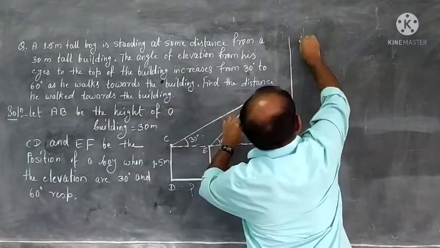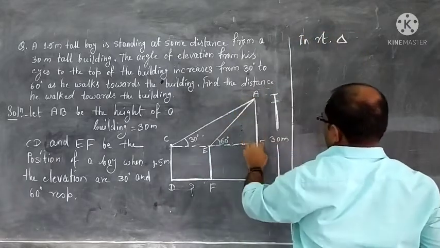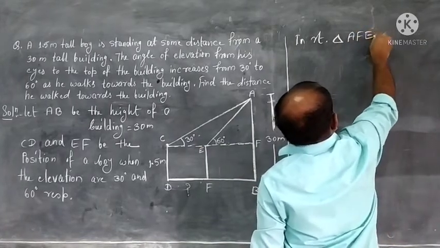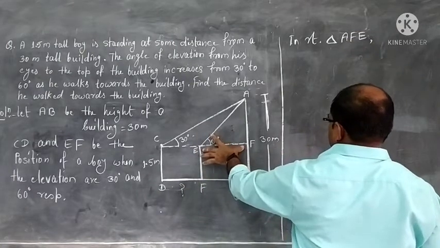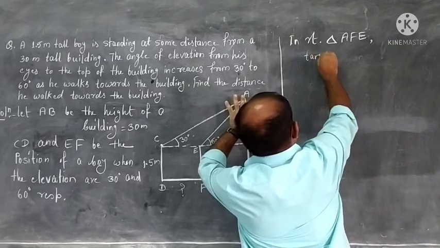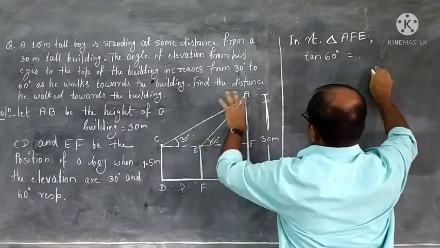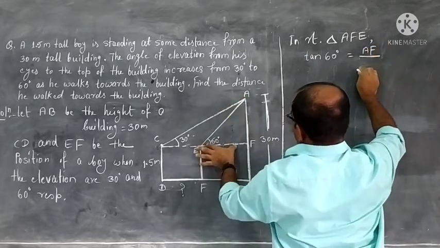First triangle, we work in right triangle. What is the name? AFE. This is base, this is perpendicular. So, we will use ratio tan. Tan how many degrees? 60 degrees. Perpendicular AF and base EF.